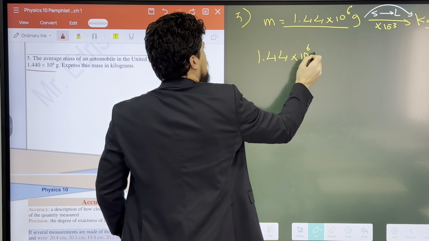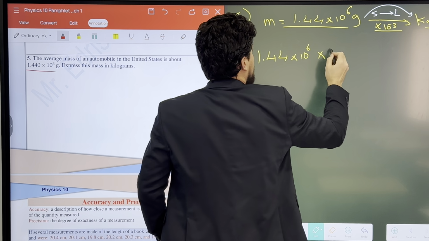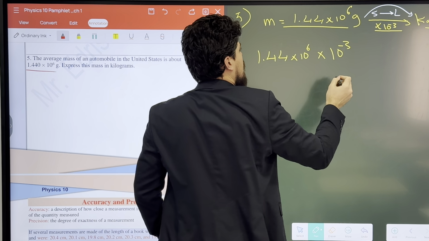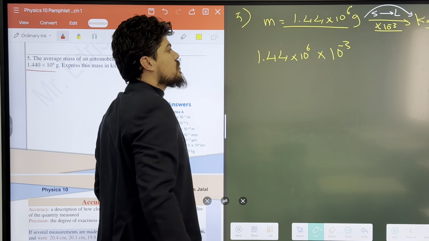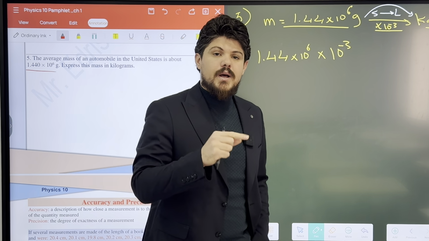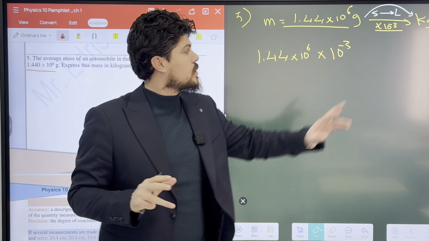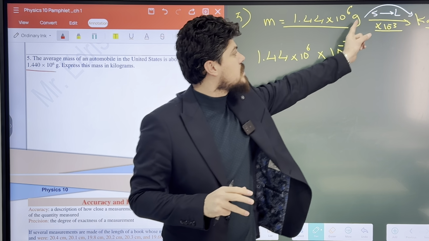10 power 6 times 10 power what? Negative 3. How did we get this 10 power negative 3? Because we converted gram to kilogram. The power of kilo is positive 3. But why do we use negative 3 here? Because we converted small to large.